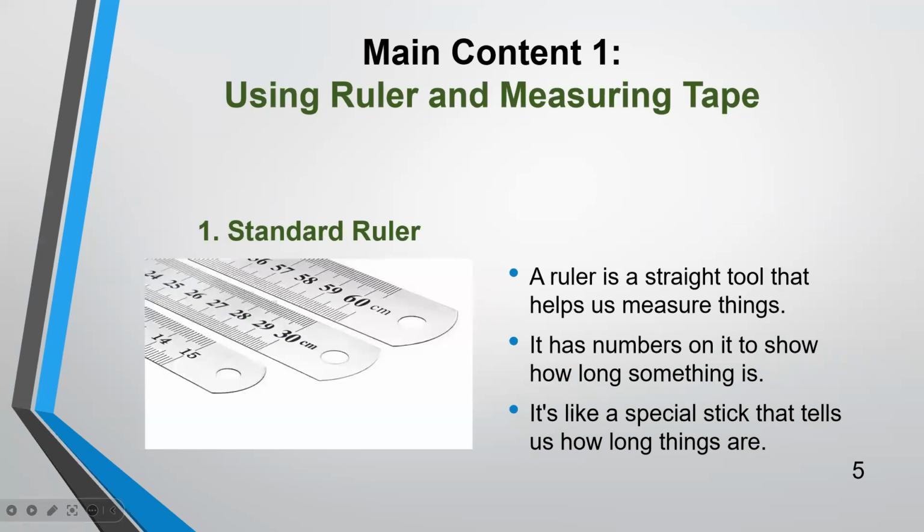Here, we are using a standard ruler. A ruler is a straight tool that helps us to measure things, all right? As the picture shows here, it has numbers on it to show how long something is. For example, we have a 15 centimeter, a 30 centimeter, and also a 60 centimeter ruler here. The ruler is just like a special stick that can tell us how long things are.